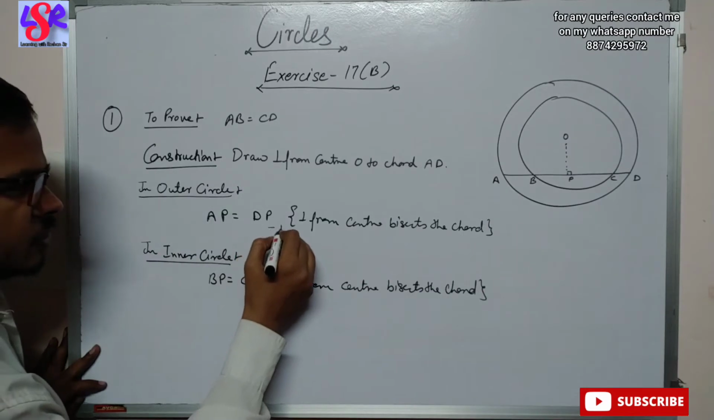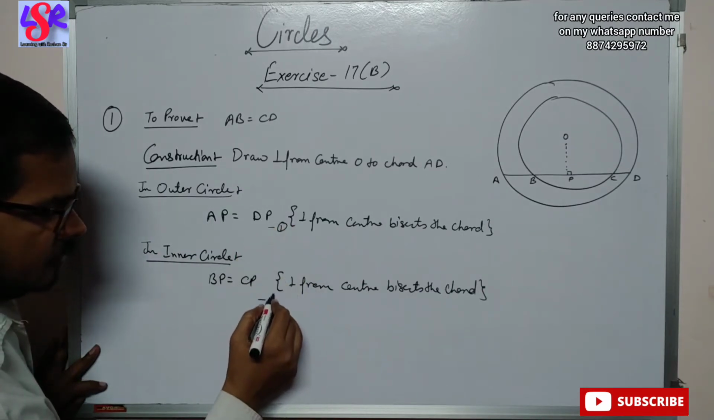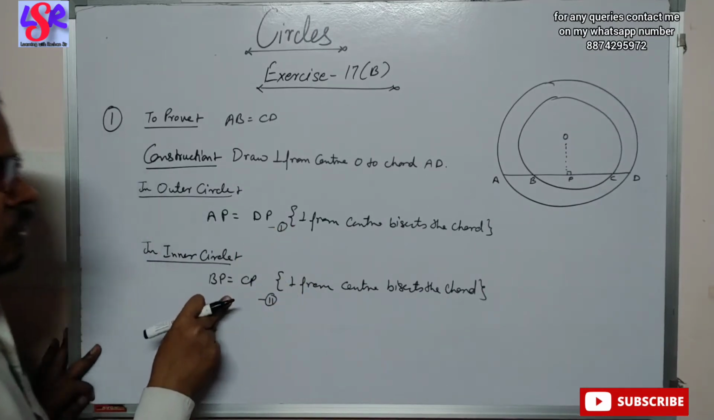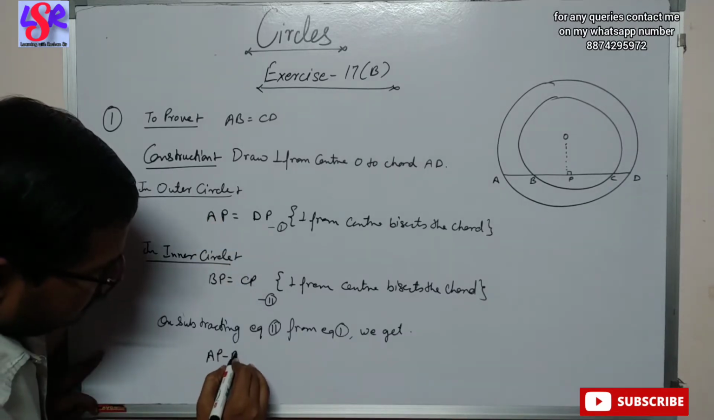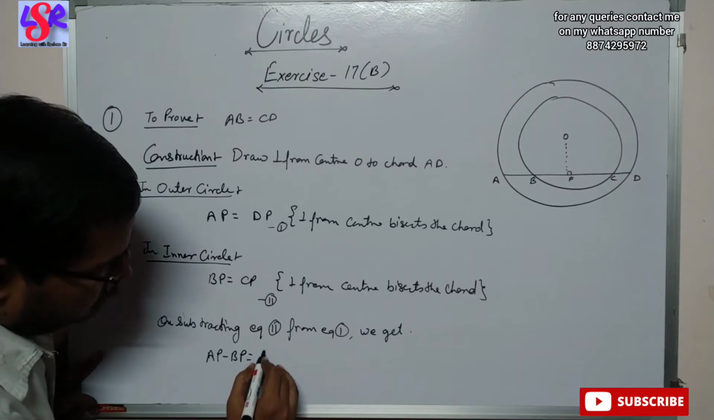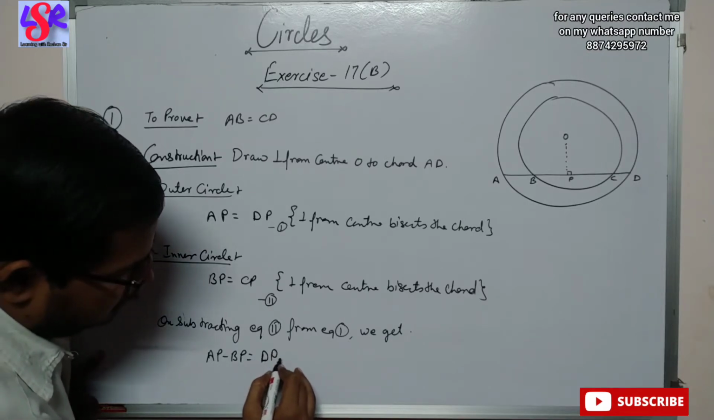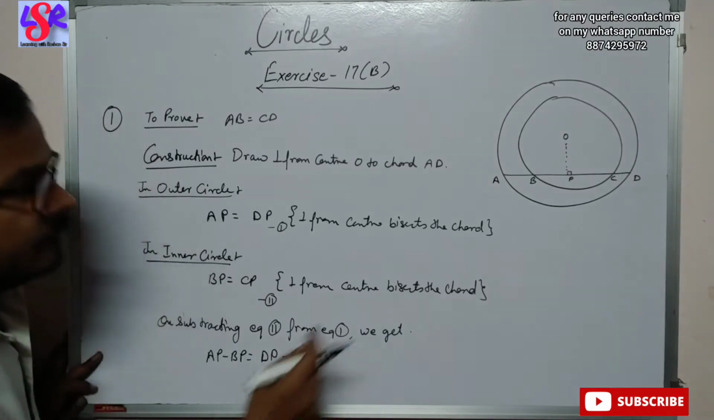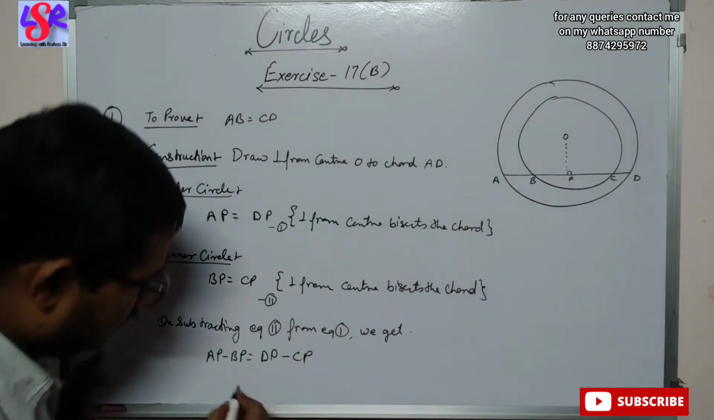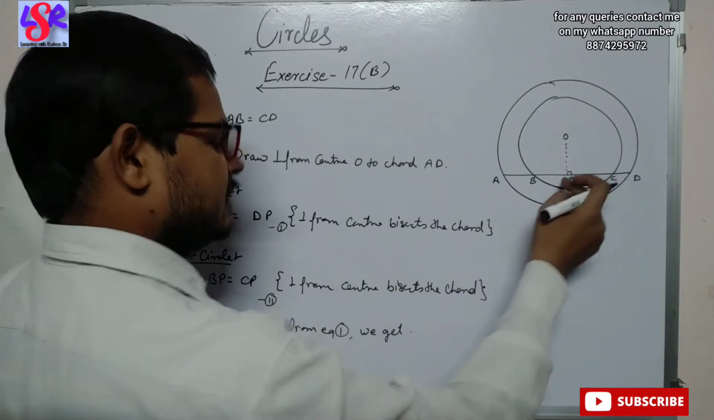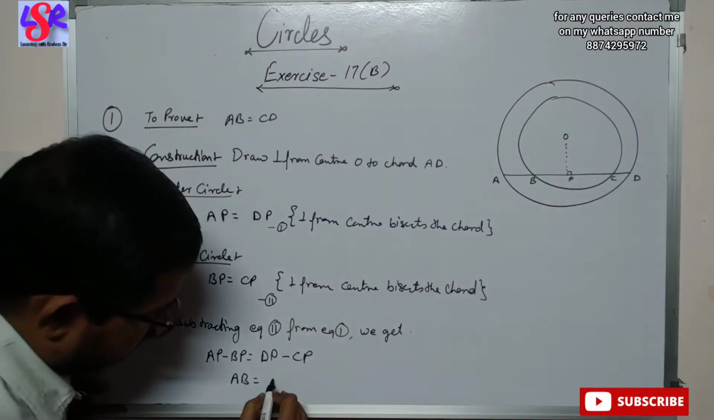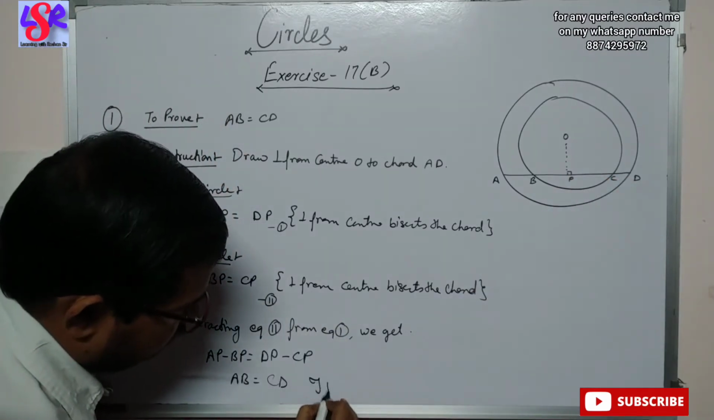Now let this one be equation number 1 and this one be equation number 2. Now on subtracting equation number 2 from equation number 1, we get AP minus BP equals DP minus CP, and here AP minus BP will be AB and DP minus CP will be CD, hence proved.